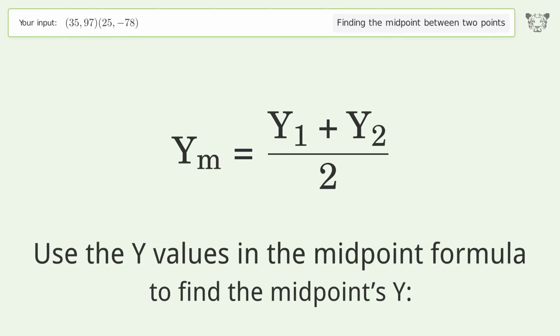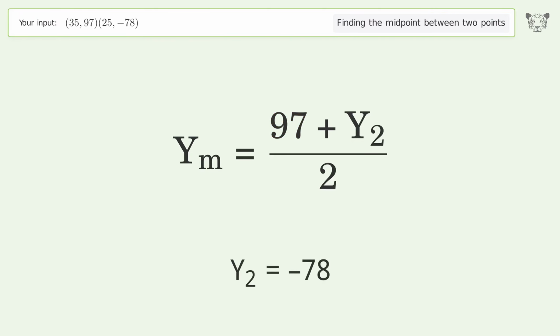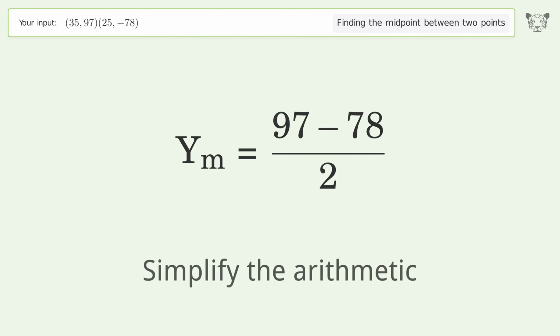Use the y values in the midpoint formula to find the midpoints y. y1 equals 97. y2 equals negative 78. Simplify the arithmetic.